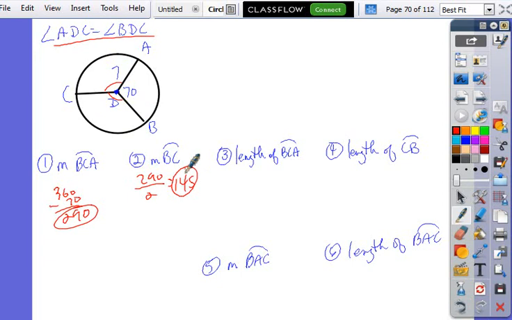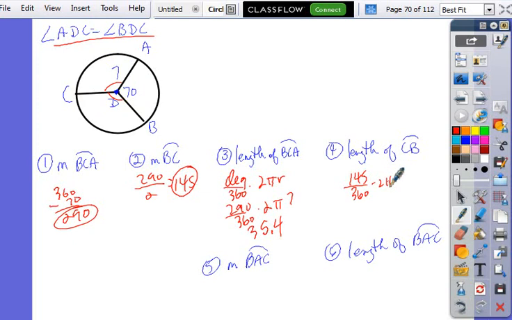Well, then it starts asking for arc length. Well, I know length is 290 degrees over 360 times 2 pi r, so 290 over 360 times 2 pi 7, and you get 35.4. All right. Then it goes length of CB. Well, now this says BC. Does it matter? It's the same thing. BC and CB are the same thing. So this would be 145 over 360 times 2 pi 7, and you get 17.7.